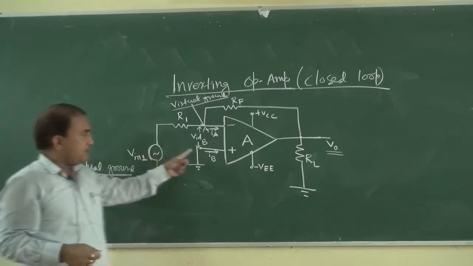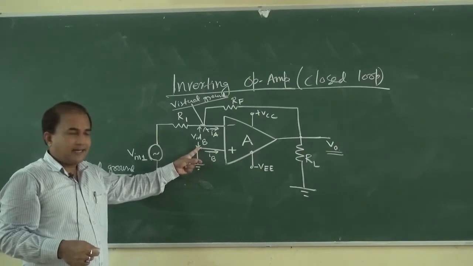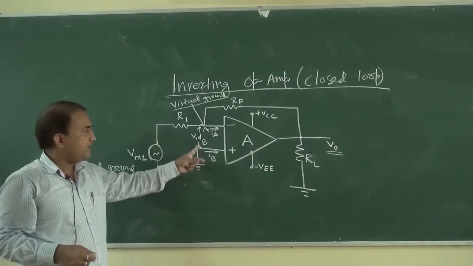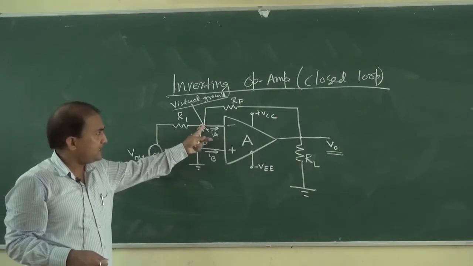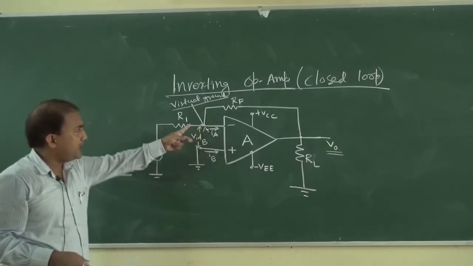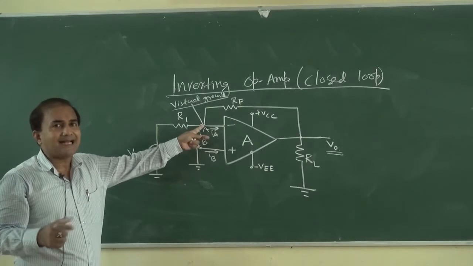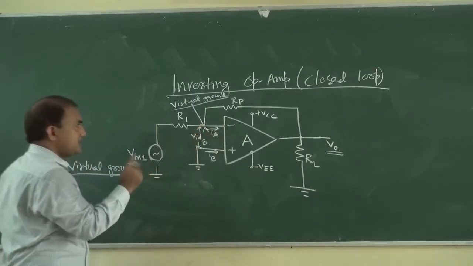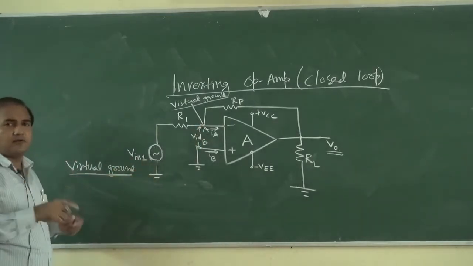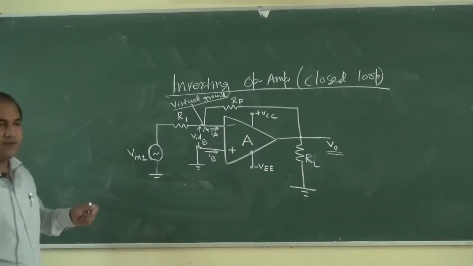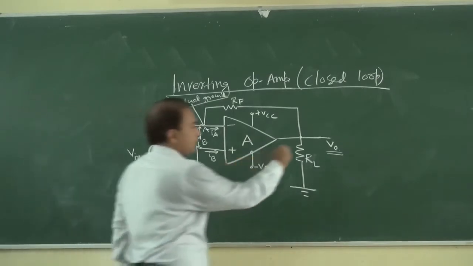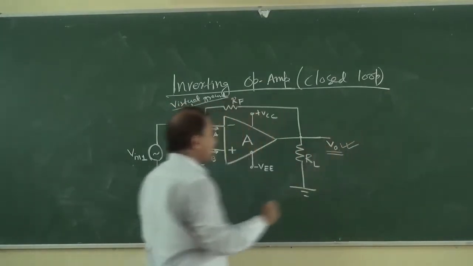In virtual ground, point B is connected to ground and VB is equal to VA. So if VA is equal to 0, point A may be considered as a virtual ground. So this is the concept of virtual ground. Now we will express V output. How can we express it?